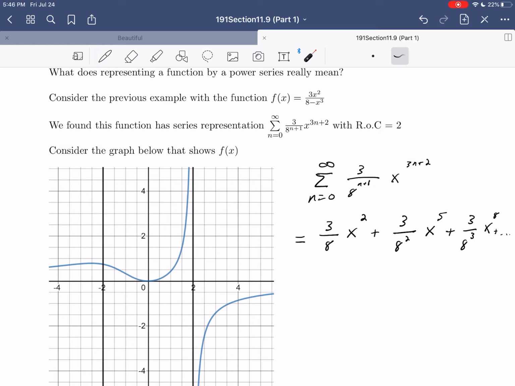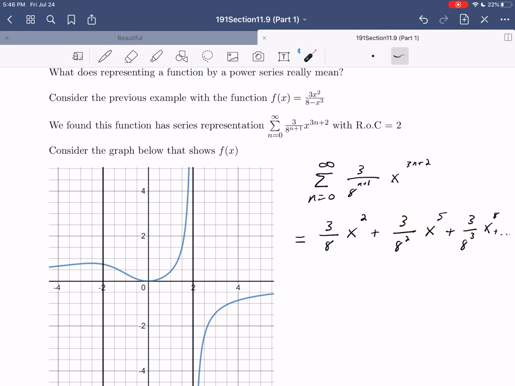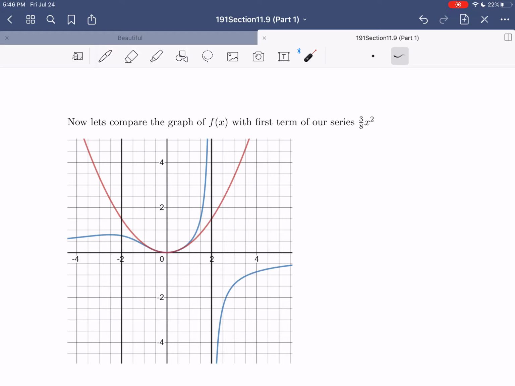So let's go ahead and first start by just comparing this thing to our first term. So we're going to ignore these other ones. Remember, there's an infinite amount of stuff, so we're going to do a very rough approximation. Let's look at this function compared to just this first term. So if we do that, I've gone ahead and graphed f of x, that's our rational function, and the first term of our series, 3 over 8 x squared. So that 3 over 8 x squared, that is in red. So you can see that that makes a parabolic shape.